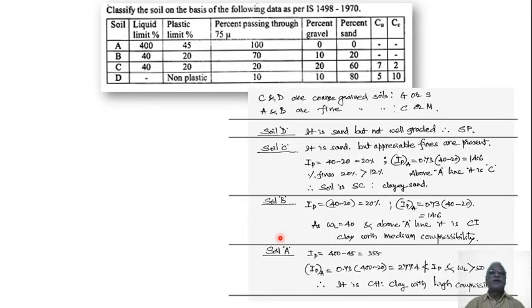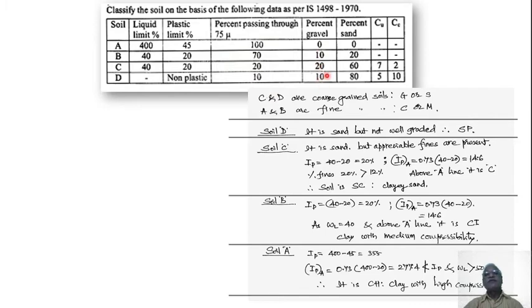Okay. This is the first problem that I have taken from an old question paper. So what is said is, classify the soil on the basis of the following data. What is the data given? There are 4 soils, A, B, C, D, and we'll take one by one. Now there is no liquid limit or plastic limit for D. You can just see here, right? And percentage passing through 75 microns plays an important role. So you have to look at these values also.